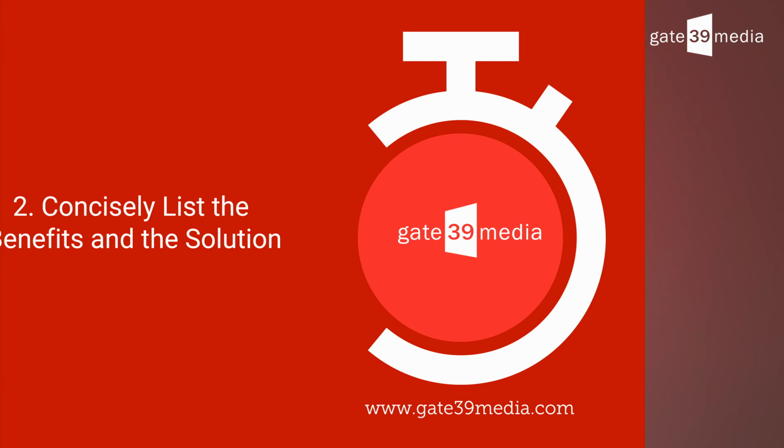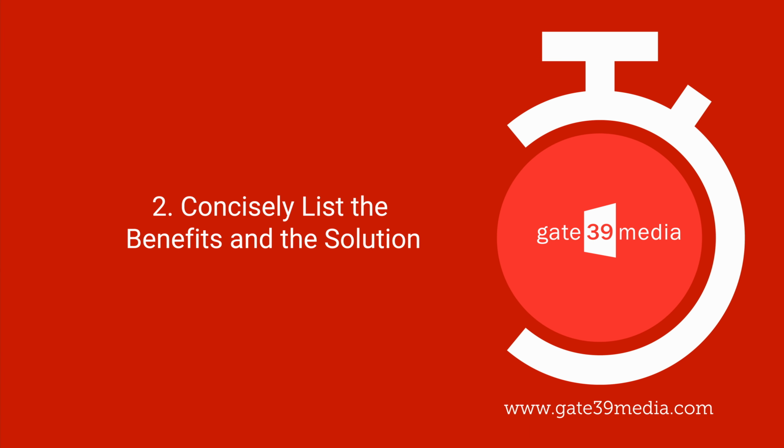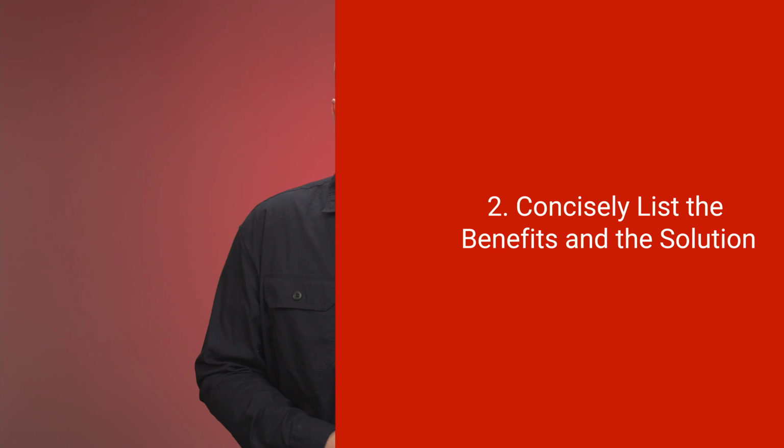Number 2, concisely list the benefits and the solution. When it comes to writing landing pages, be concise and clear. Studies show that the more words you use on a landing page, the lower the conversion rate. Reinforce why the page visitor should complete the form by presenting a bulleted list of benefits that they can easily scan, explaining how your product or service will help their problem. Additionally, only ask for vital information on the form. The more fields a user must fill out, the lower the conversion rates tend to be.